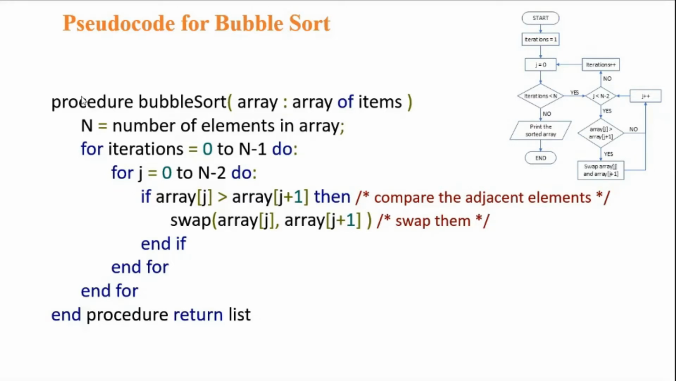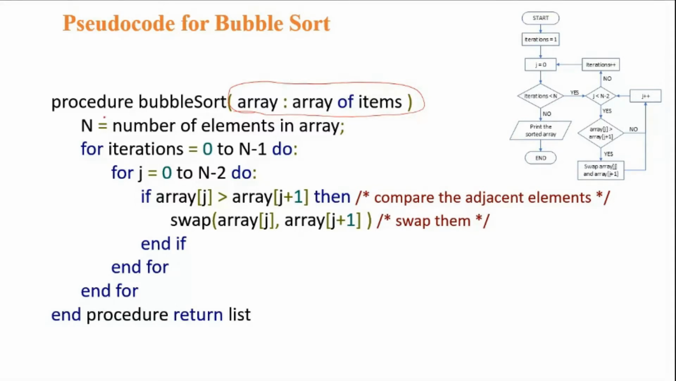So this is a procedure bubble sort. This is the name for this particular program that we are discussing. That is, bubble sort is the algorithm that we are discussing. So procedure bubble sort. Then the input will be the array of items. An array is input into this bubble sort algorithm or bubble sort procedure.